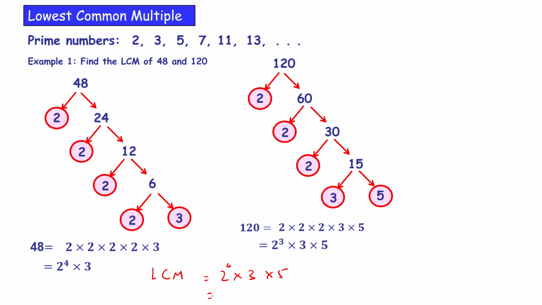And we work it out then. What's 2 to the power of 4? Is 16. And times 3 times 5. So we got 16 times 15. Gives us 240.